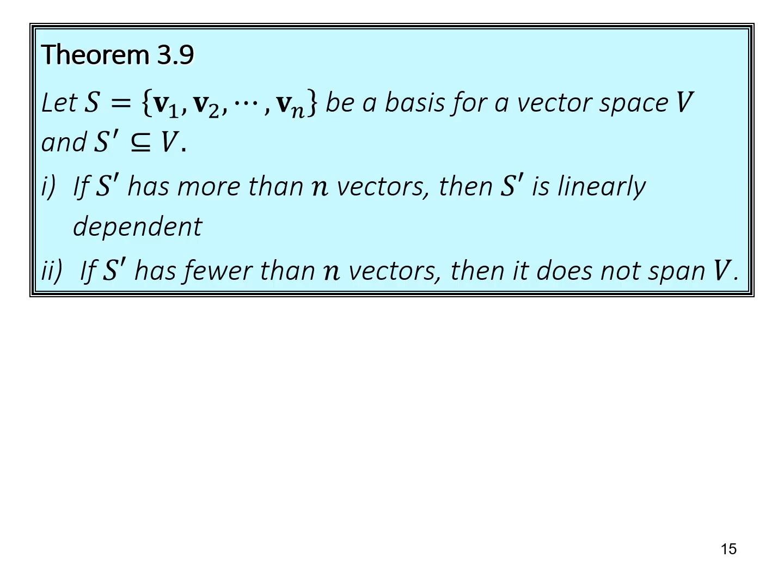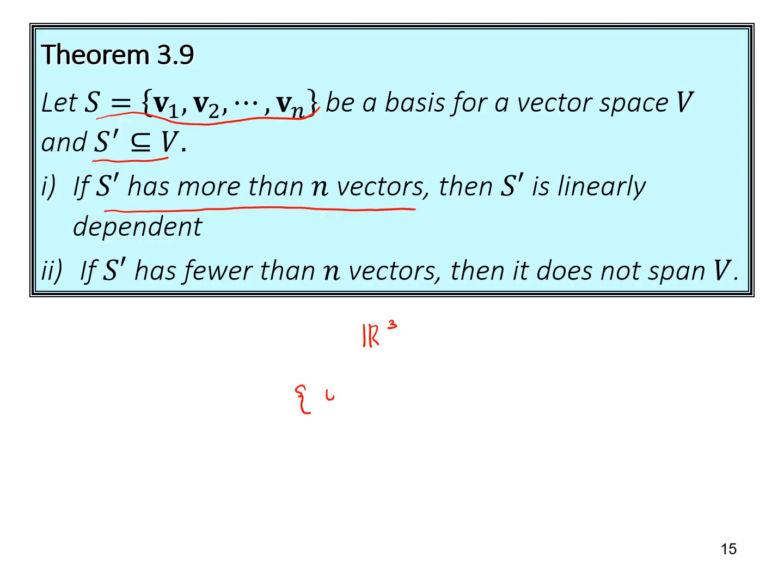We are going to see another two theorems. The first one, Theorem 3.9, says that if we have a basis S with vectors v1, v2, ..., vn, and we have another set S′, which is a subset of V, then for the first statement: if S′ has more than n vectors, then S′ is linearly dependent.